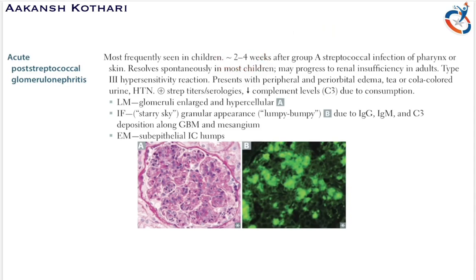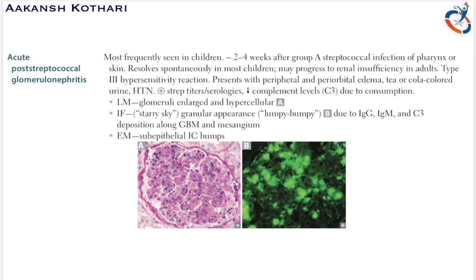infection. Now it majorly resolves spontaneously in children, but can sometimes lead to renal insufficiency. In adults, it occurs very rarely, but it majorly leads to renal insufficiency. In children, it occurs most of the time and rarely leads to renal insufficiency, whereas in adults, the occurrence is very low, but if it occurs, it can lead to renal insufficiency.